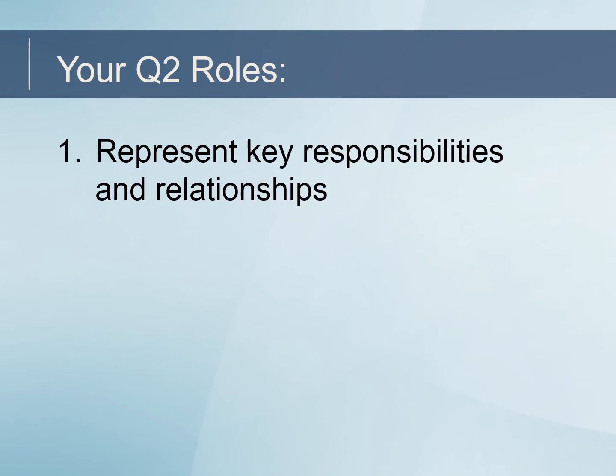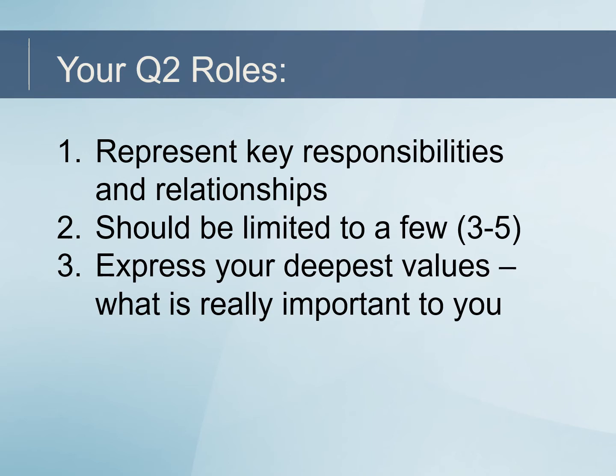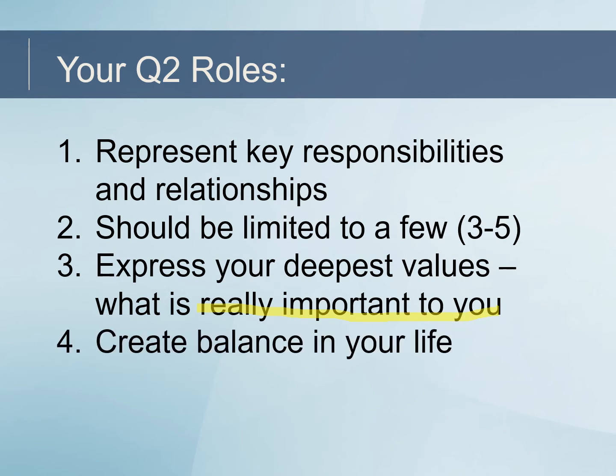The first one is representation of key responsibilities and relationships. This should be rather limited. At the most 5, most people, that's around 3. And they should express your deepest values. It should be what's really important to you. It should also create balance in your life. If it is doing the opposite and creating an imbalance, then your Q2 roles need some adjusting.